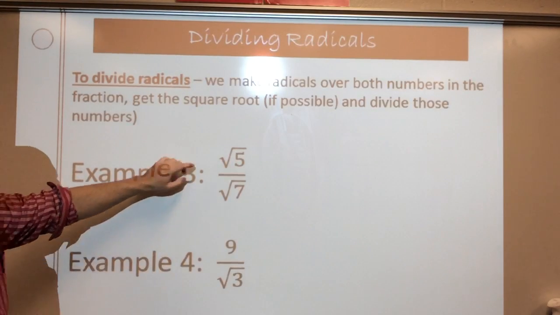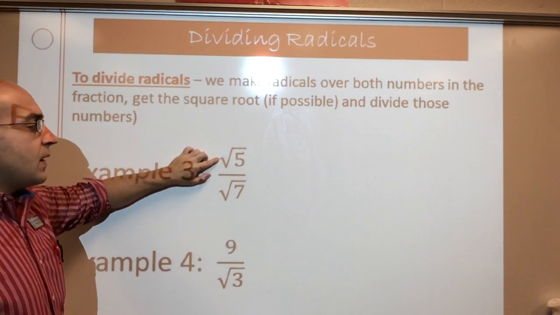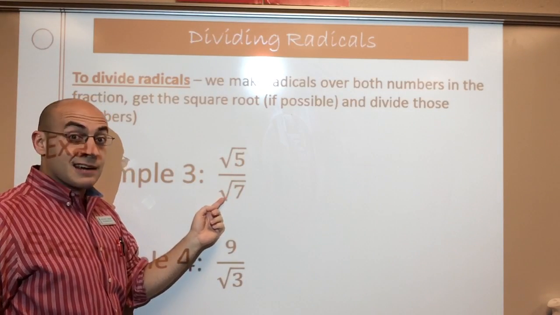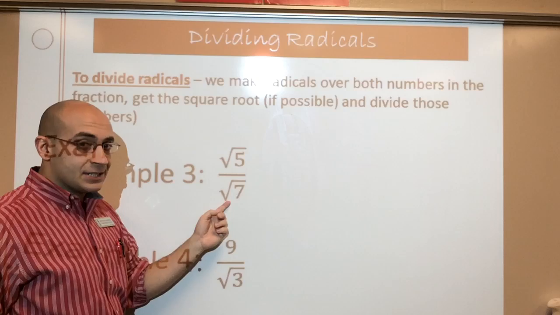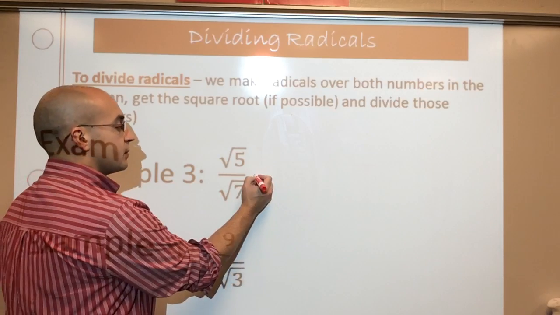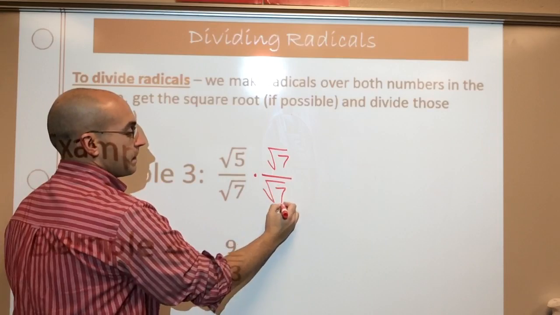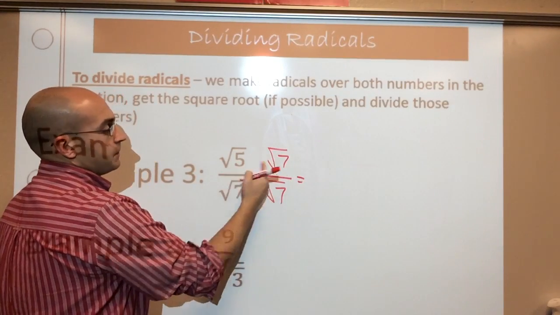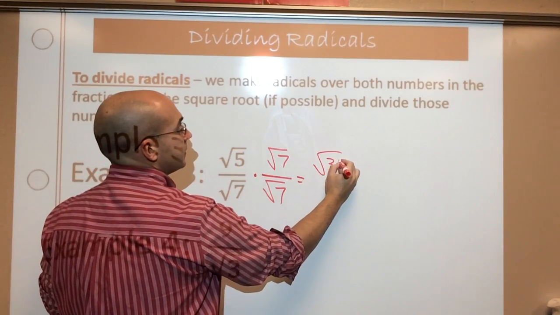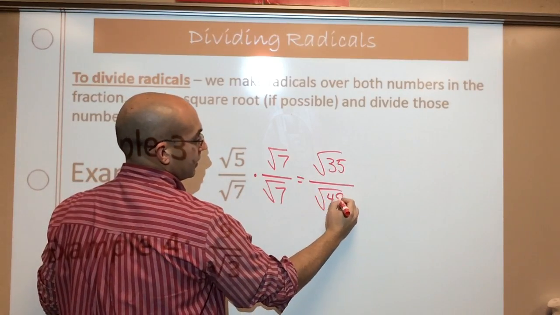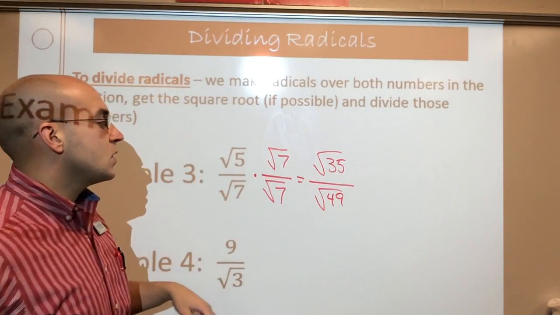Okay. Example 3. Root 5 over root 7. These are not nice numbers, they're irrational, right? So I'm going to have to rationalize the denominator. I'm going to multiply this fraction by a new fraction, and that new fraction is going to be root 7 over root 7. And that's going to give me the square root of 35 over the square root of 49, and I'm just going to play it the long way for now.